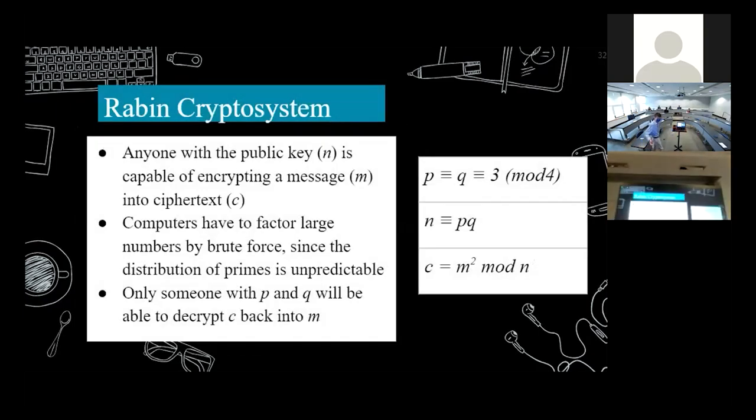Just as a brief summary, in the Rabin cryptosystem, anyone with the public key can encrypt messages, but only someone with P and Q can decrypt them. And finding P and Q is hard, because as Janie was talking about earlier, for very large numbers, finding those two prime factors can be very difficult, even for computers.